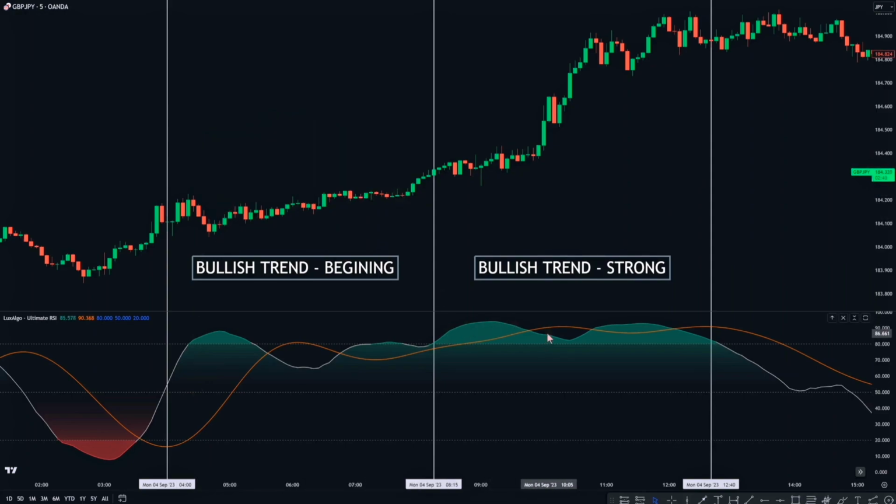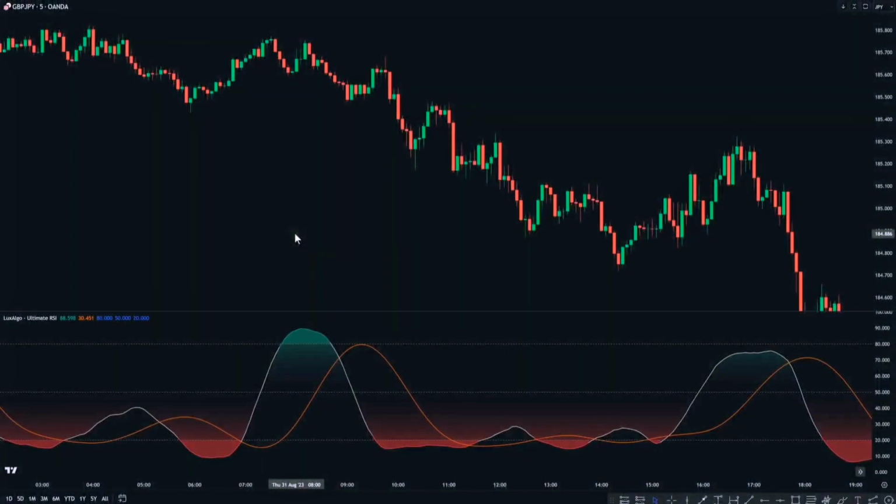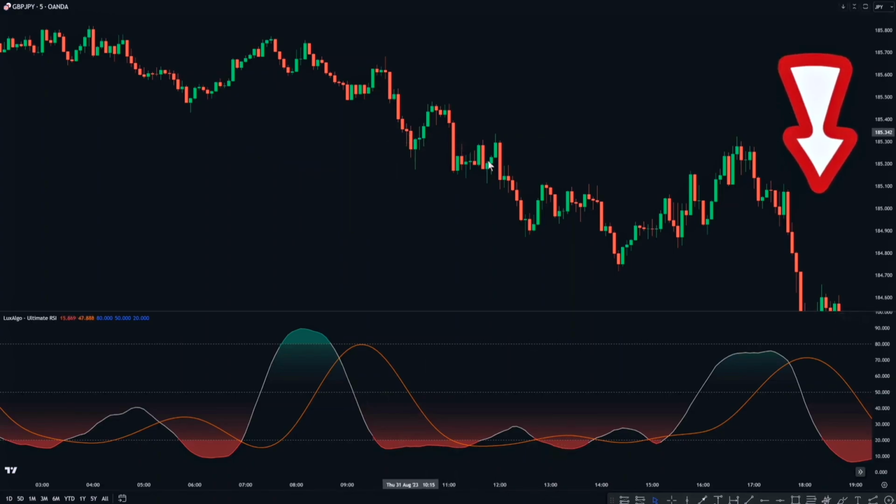On the other hand, if the RSI line drops below the midline, it indicates a bearish trend, and falling below the oversold level means the bearish momentum is gaining strength.